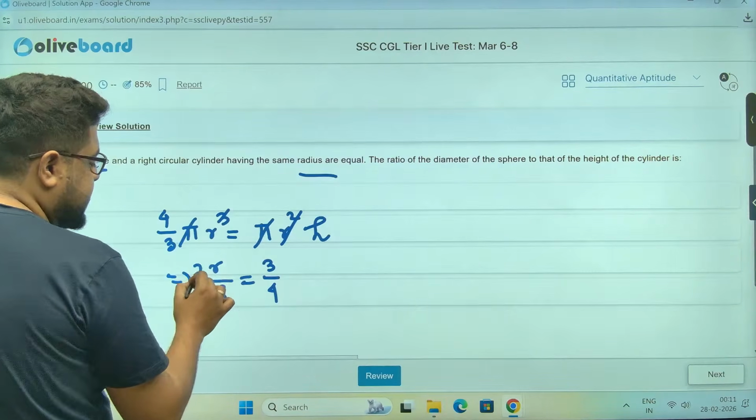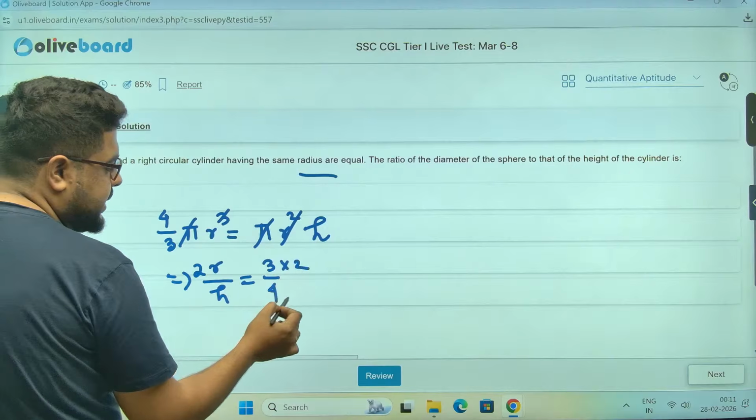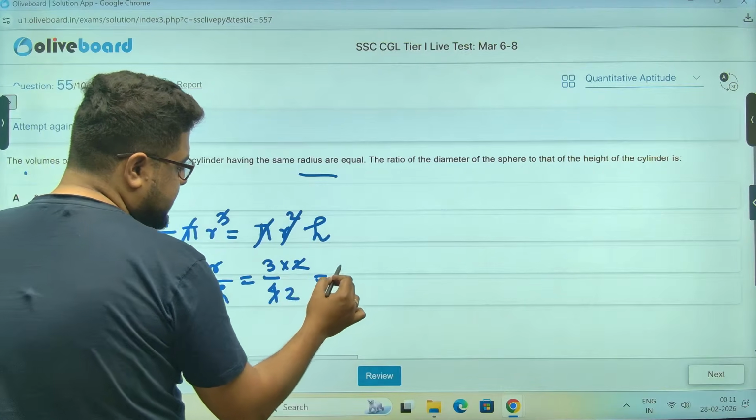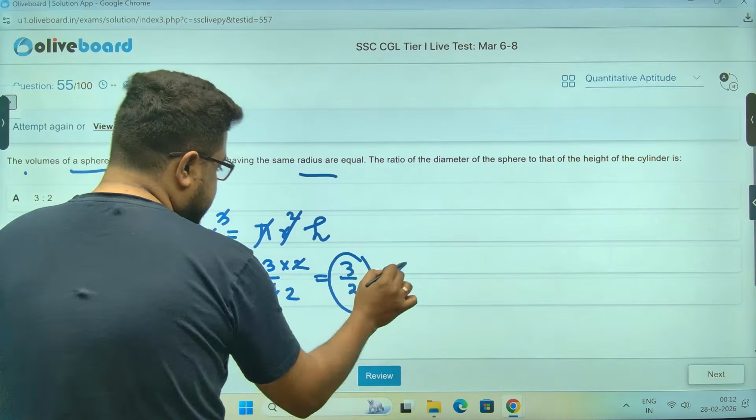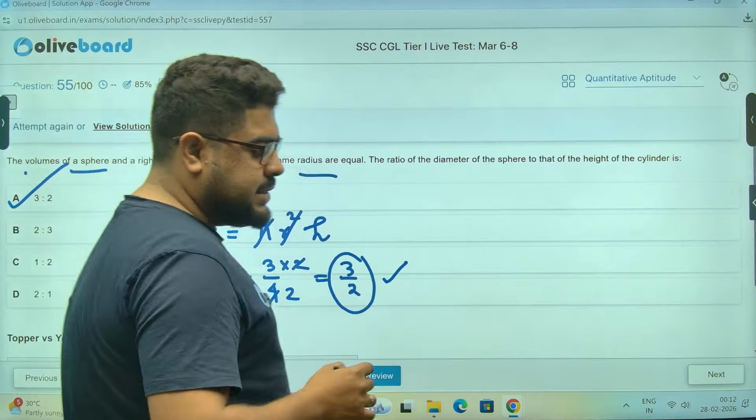Diameter of the sphere means it's 2r. That is the diameter, so multiply this. So the answer will be 3:2. Option A once again is the answer.